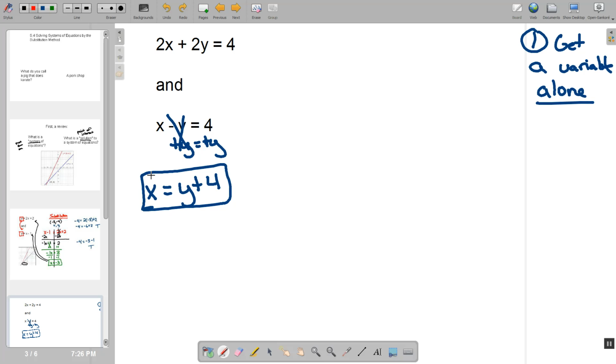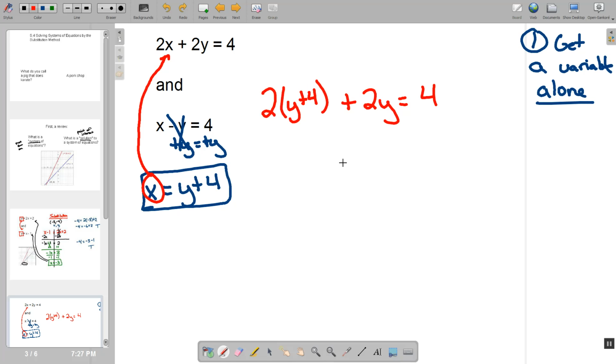Once you have a variable by itself, you simply take that variable and substitute it into the opposite equation. So I'm going to write the equation 2x plus 2y equals 4. And what I have to do is take this variable x and substitute in y plus 4. So I'm going to erase this to put 2 parentheses y plus 4. So I now have 2x plus 2y equals 4, which is what I had originally.